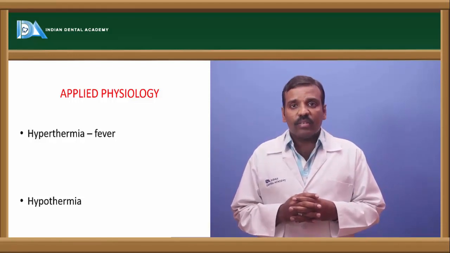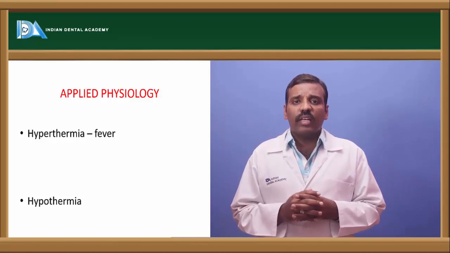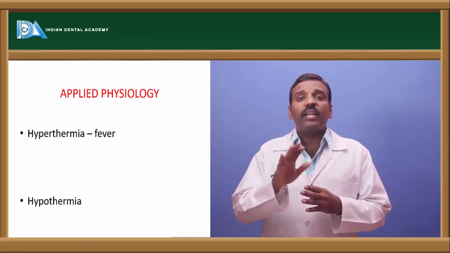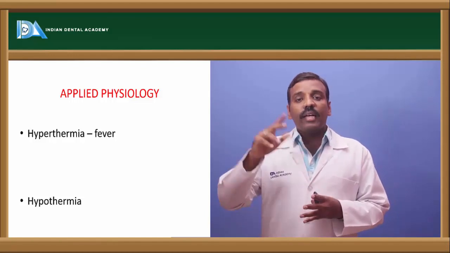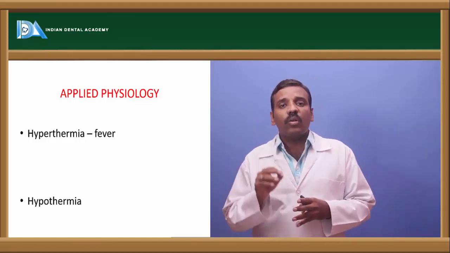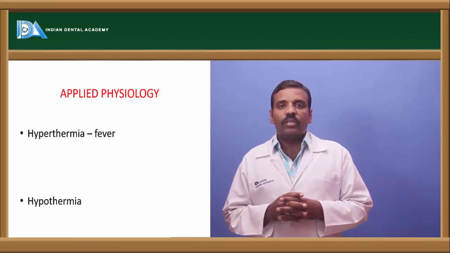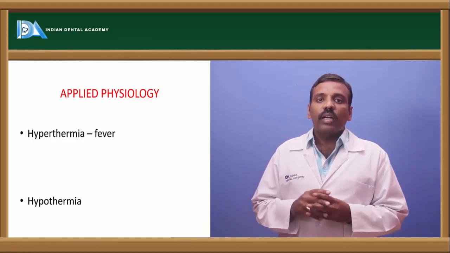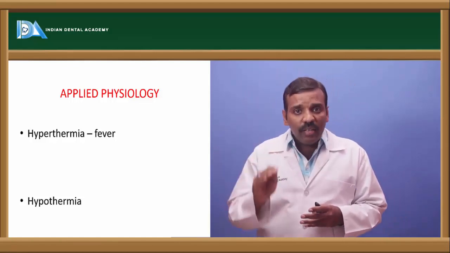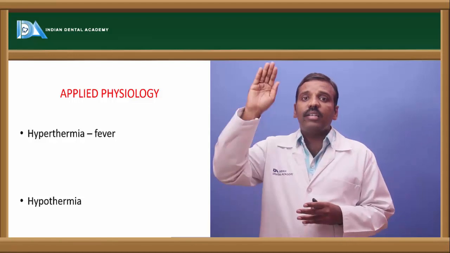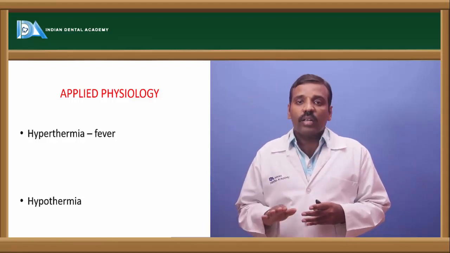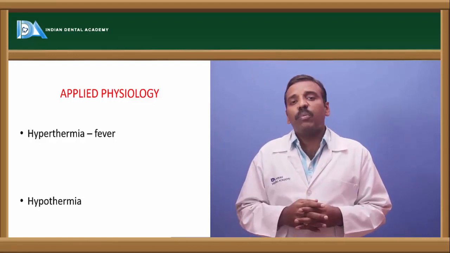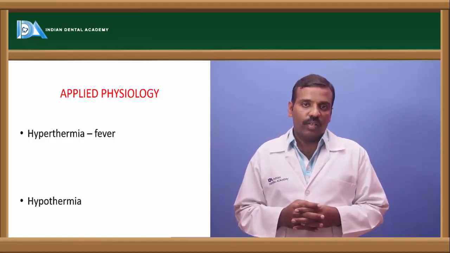Remittent fever means once the temperature is increased, it goes on increasing and decreasing, but it does not come to the normal range. That is called remittent fever. Intermittent fever means the temperature is increased and decreased to the normal body temperature, and again it increases and decreases back to the normal temperature. That type of fever is called intermittent fever.